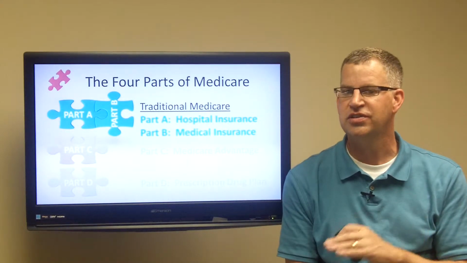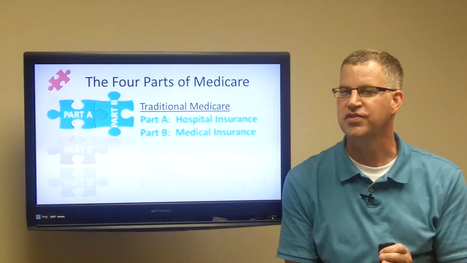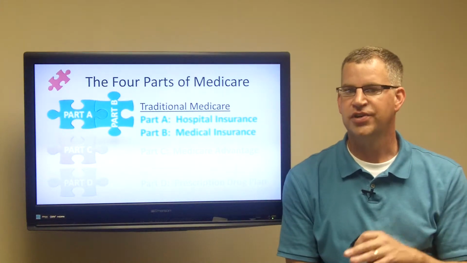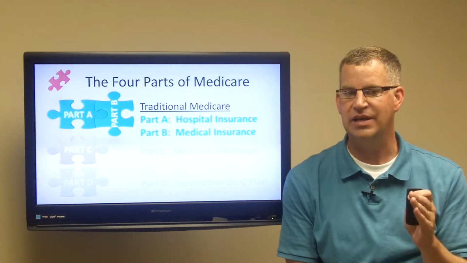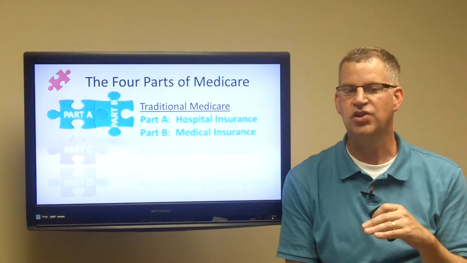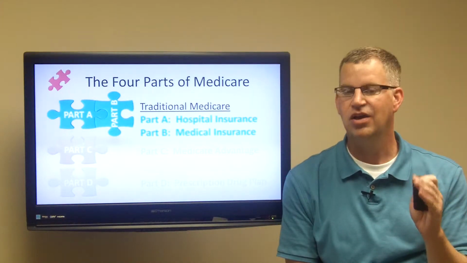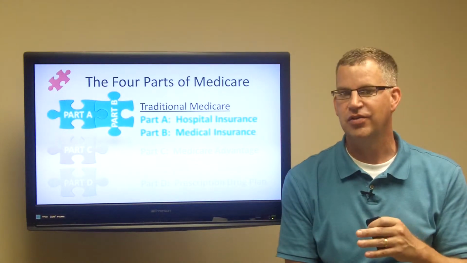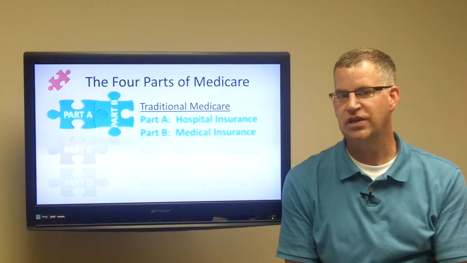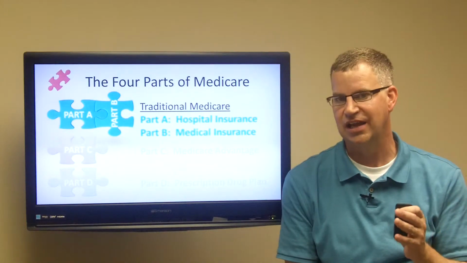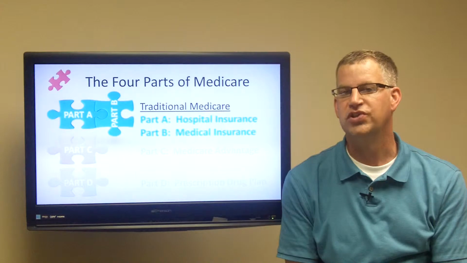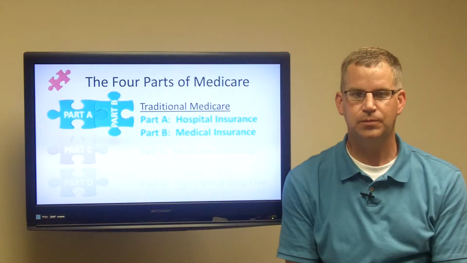There is an alternative to traditional Medicare, which is Part C of Medicare, the Medicare Advantage program, and that is an alternative. So you won't have A and B and C. You will have A and B, or you'll choose C. And we'll have another video that explains the differences between those two and the positives and negatives of each. And then we move on to Part D of Medicare, which is the prescription drug plan.